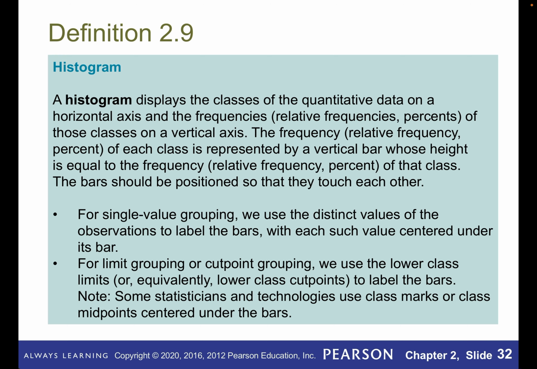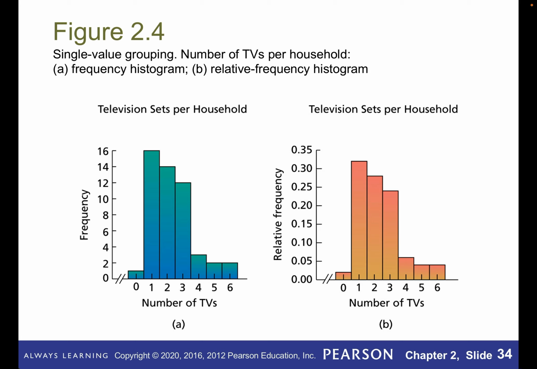Okay, once we have the distribution described in some sort of grouping fashion, then we can go a little further and put together what's called a histogram. And we can do a histogram for any of the three grouping styles that we looked at. What a histogram does is display the classes in a visual fashion. Let's look at figure 2.4.